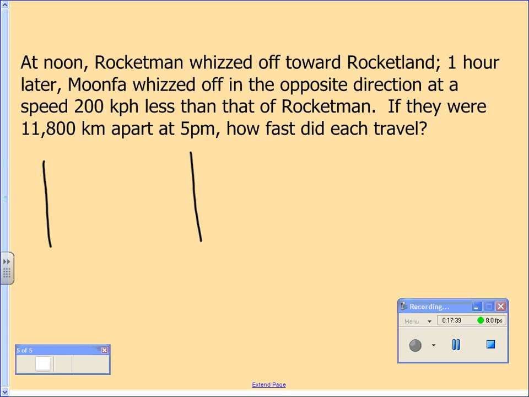What would our picture look like? They started at the same spot and they went opposite ways. Does that make sense? It's okay if your picture is not to scale. It could actually look like this, but it really doesn't matter. You're just showing they went in opposite directions.